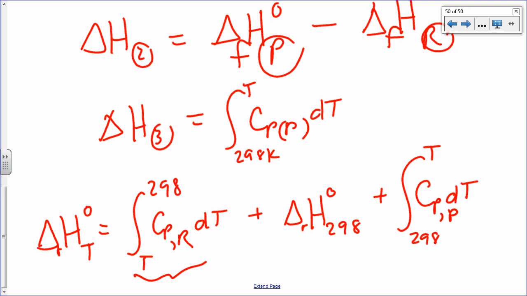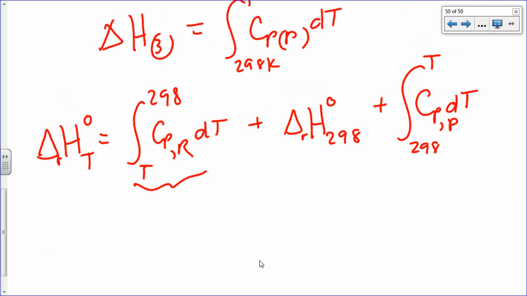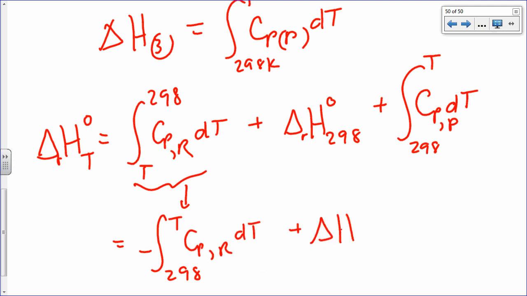Can I simplify this? Can I combine those two integrals? If I want to combine those two integrals, I have to have the same limits, right? So I can flip the limits for this one, integral from 298 to T. So this is going to be negative Cp of reactants dT plus delta H formation at 298 Kelvin plus the integral of Cp of products dT from 298 Kelvin to T.